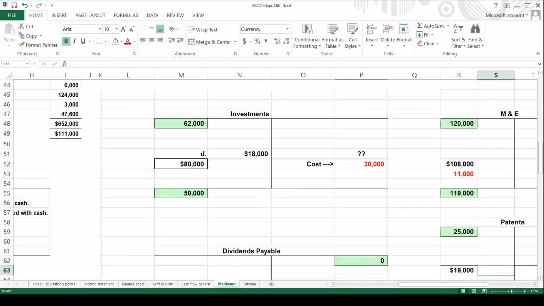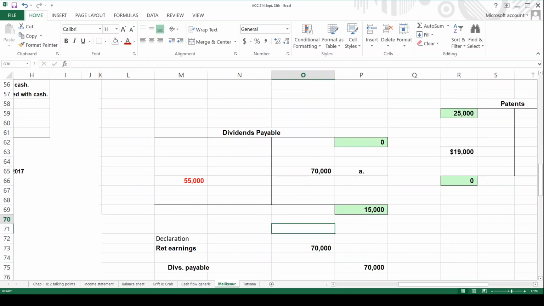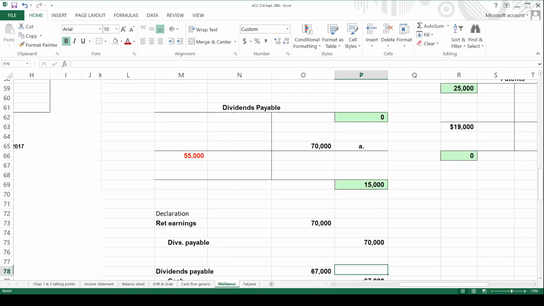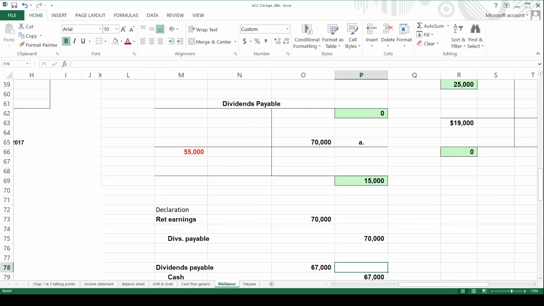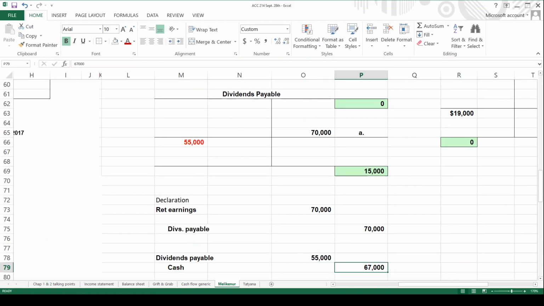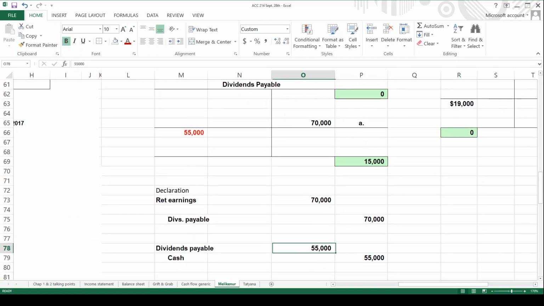That would have done what? That would have increased dividends payable, which started with a balance of 0. We ended with a balance of 15,000. What does that mean? That means we paid out less money than we declared. 55,000 is the final Jeopardy answer. We declared 70, we paid 55. Our balance went up to 15K.